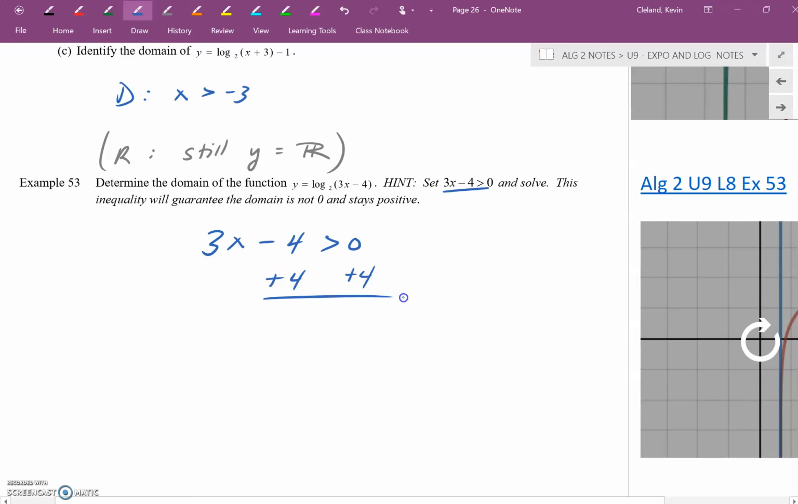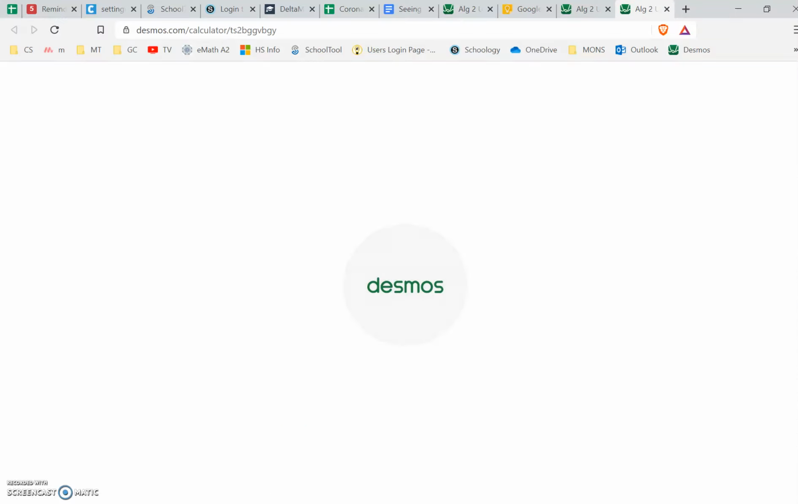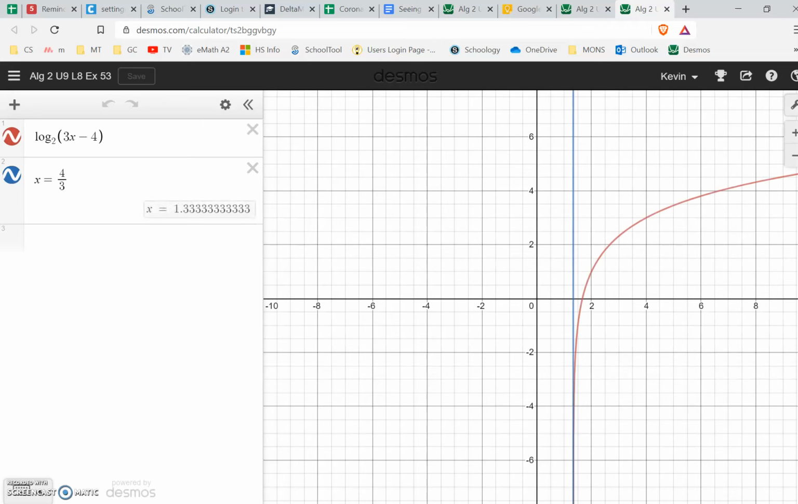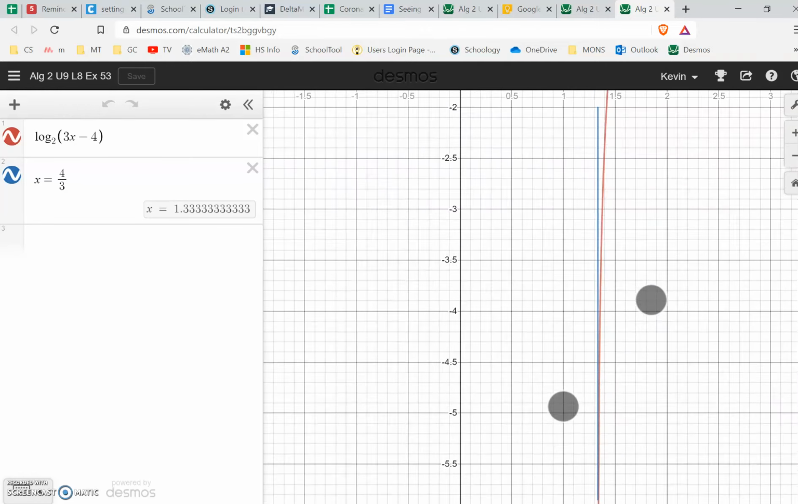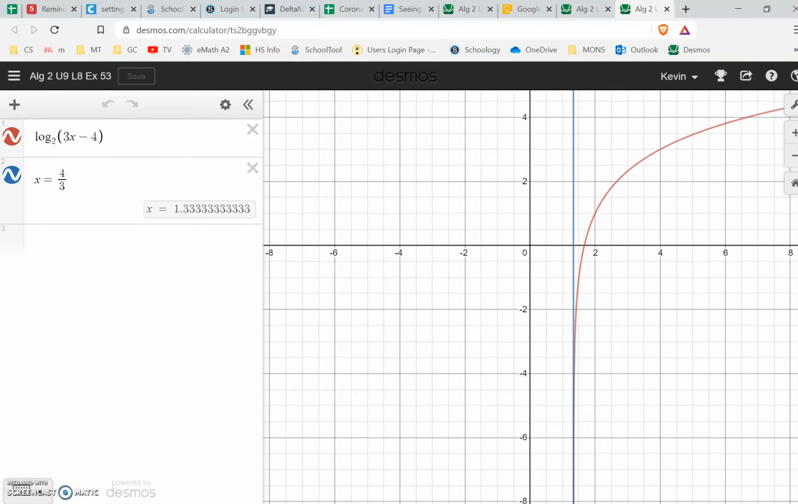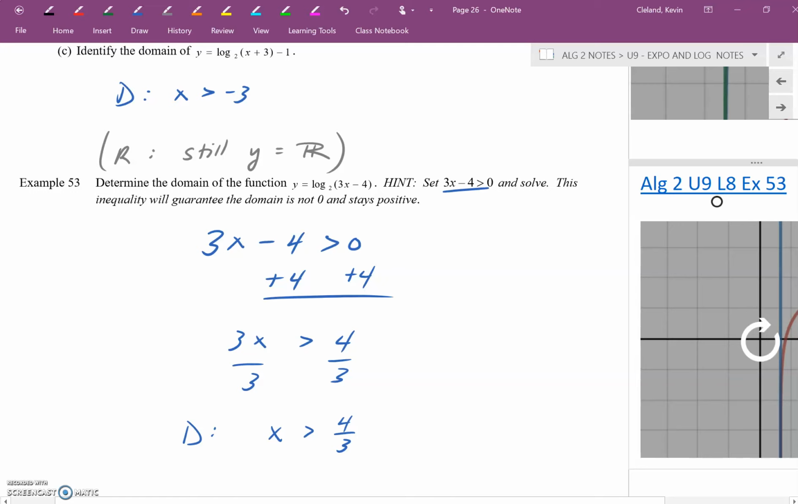So I'm just going to solve this. And that will be our domain. In other words, that this graph will never cross over the line x equals 4/3. And I'll show you a visual of that I made as well. And there you go, there's the function. And as you can see, you can get closer and closer, but never actually touch. And that's the concept of an asymptote.